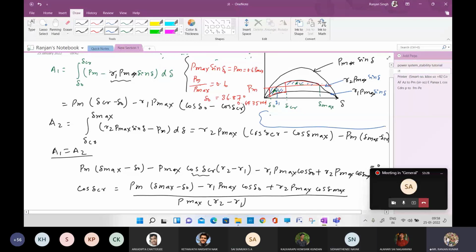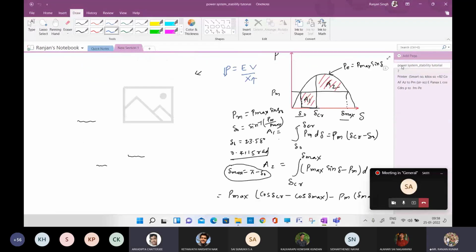Like R2. P max sin delta 1 is equal to Pm. If you find delta 1, then from here you can find delta max, which is equal to pi minus delta 1. So here, what is the R2? First, R2 and R1, two things.